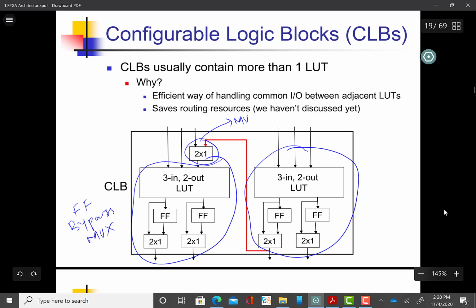This mux is also very interesting, and the reason is that you see this red line. This is basically a connection from one of the output lines of the flip-flop of the lookup table on the right side, to the lookup table on the left side. So what is the advantage of this red line? The advantage is it provides an efficient way of handling common I/O between adjacent LUTs.